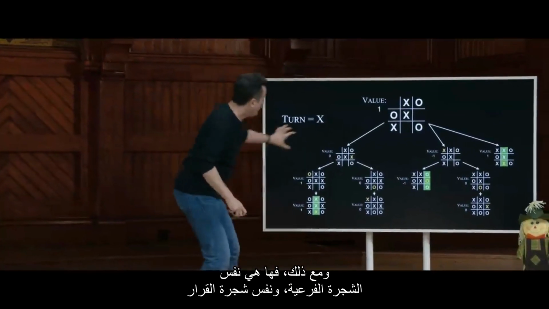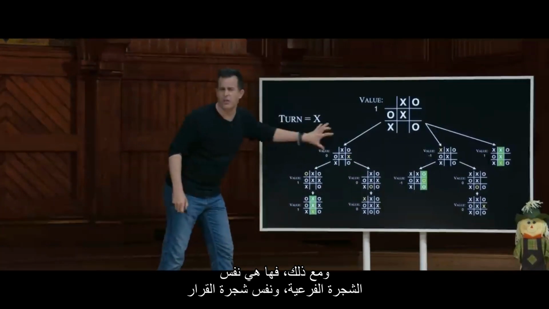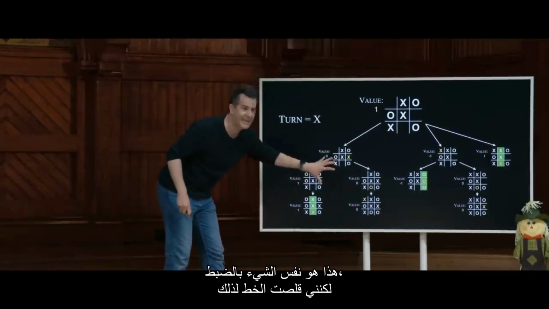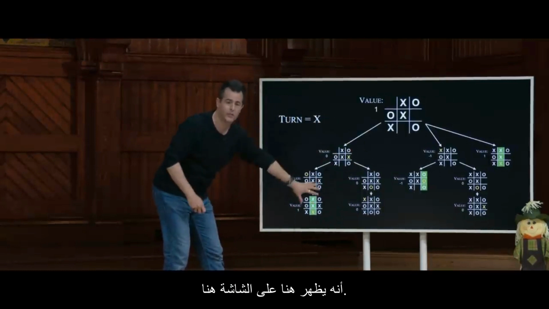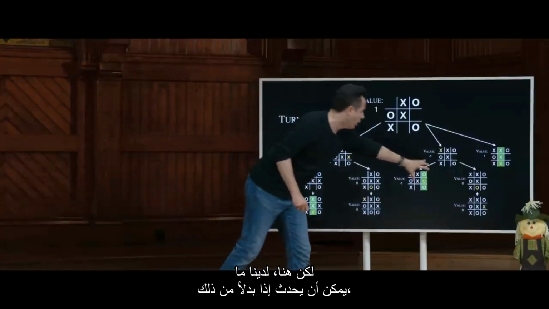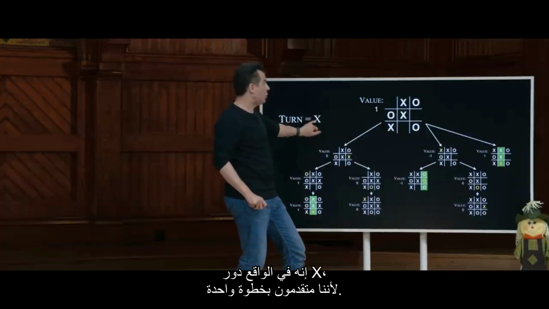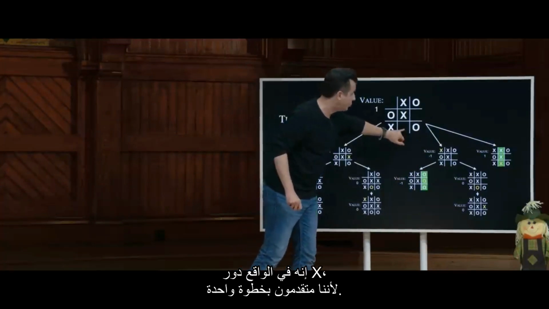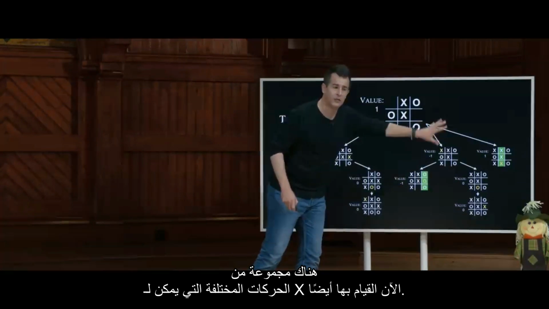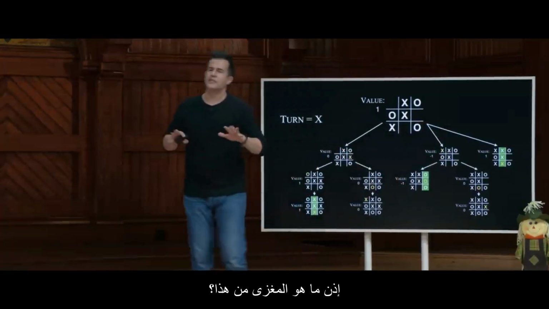Now, even so, here is that same subtree, the same decision tree we just looked at. This is the exact same thing, but I shrunk the font so that it appears here on the screen. But over here, we have what could happen if instead it's actually X's turn, because we're 1 move prior. There's a bunch of different moves X could now make too. So what is the implication of this?